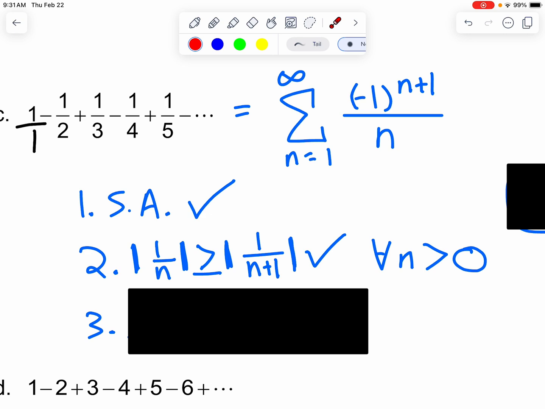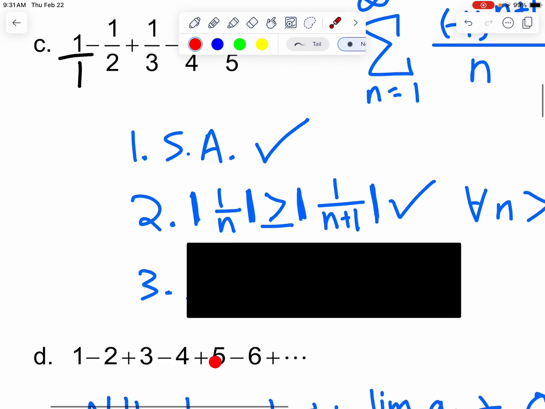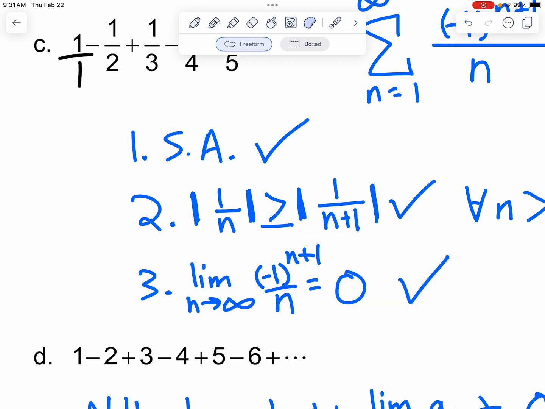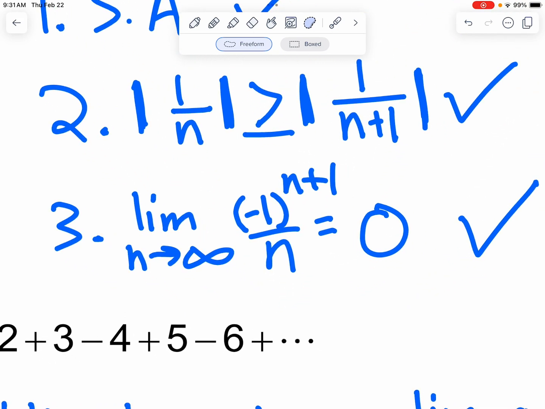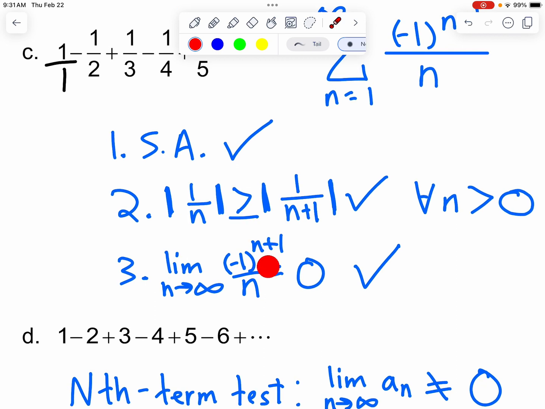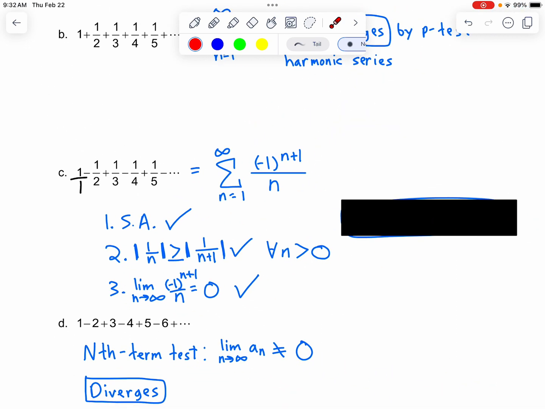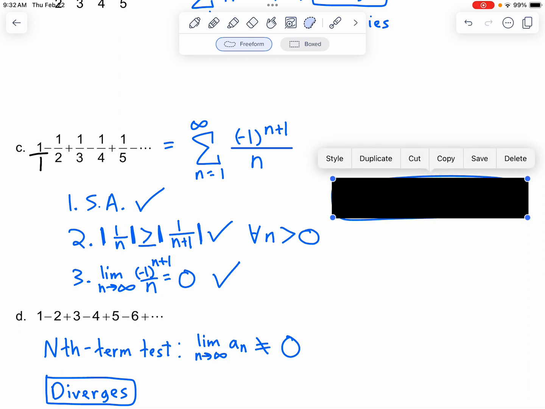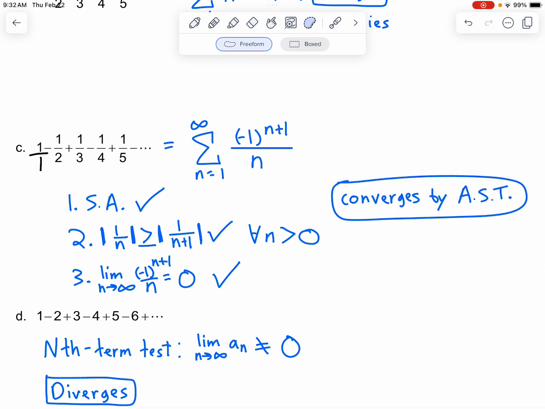And now the last thing is basically the nth term test. What is the limit as n approaches infinity of my a sub n? And remember, a sub n is just whatever you have in the sigma. For this one, if I apply it here, this does get me 0. The denominator grows infinitely. The numerator is bouncing between 1 and negative 1. So this is going to be approaching 0. And so if I show all three of those things, I can say that this series converges by the alternating series test, or AST for short.